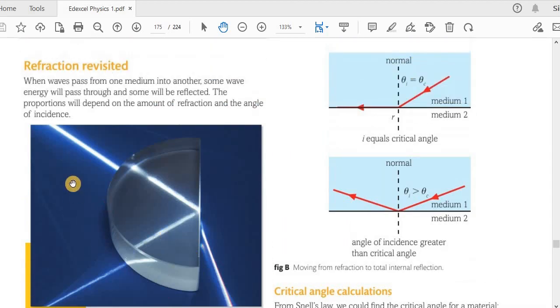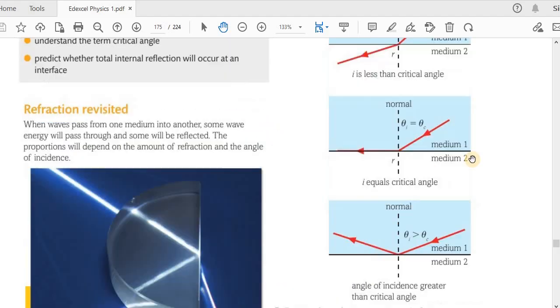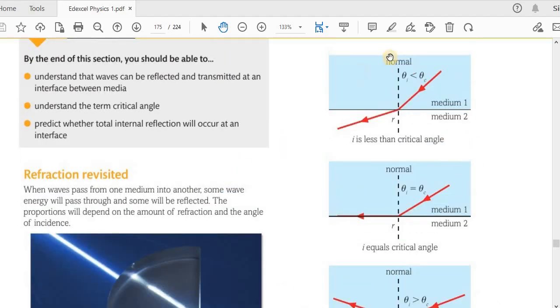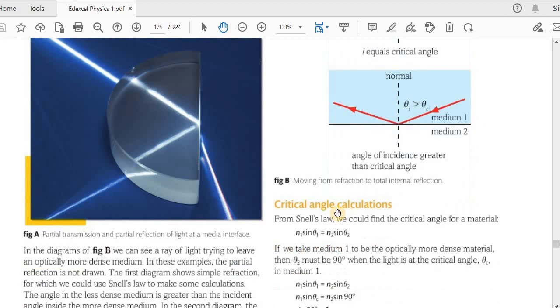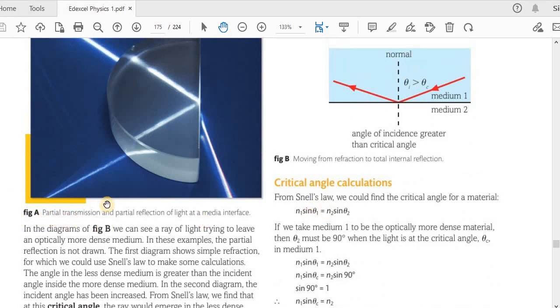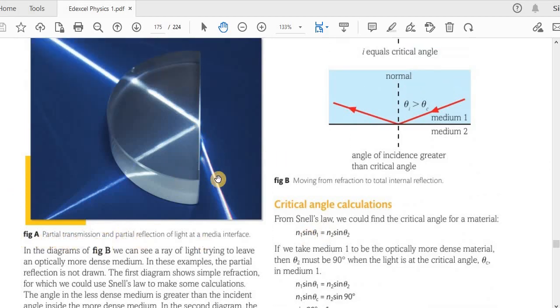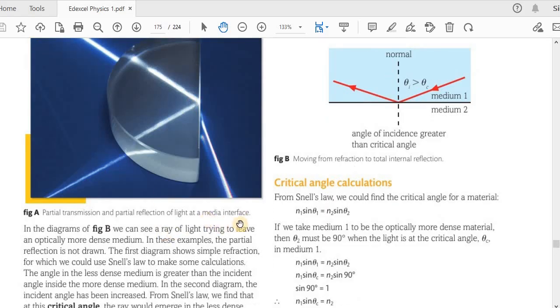It's much easier. When waves pass from one medium into another, some of the wave's energy will pass through and some will be reflected. So pass through, it's transmitted, in other words. Then we have reflection. The proportions will depend on the amount of refraction and the angle of incidence. So that's what I told you about these angles of incidence. Partial transmission and partial reflection. So you see, partial transmission, partial reflection at a media interface.